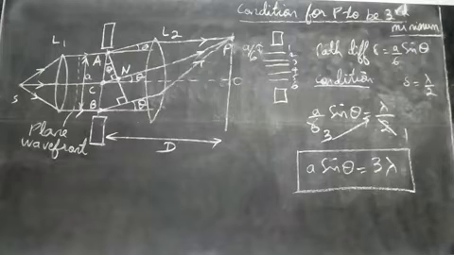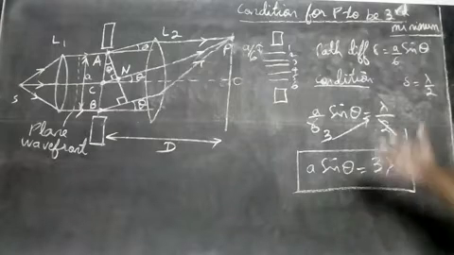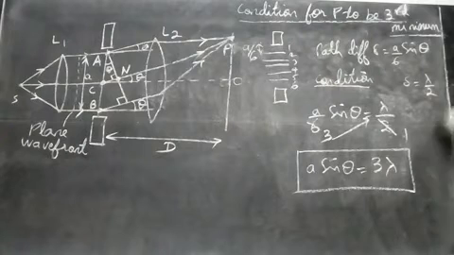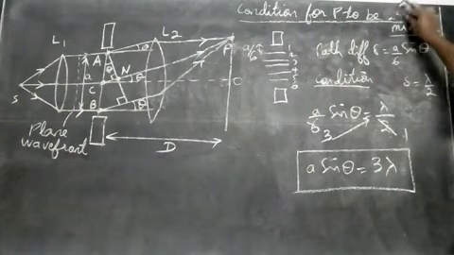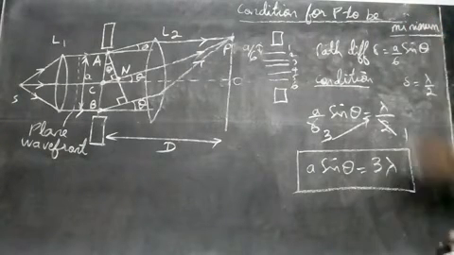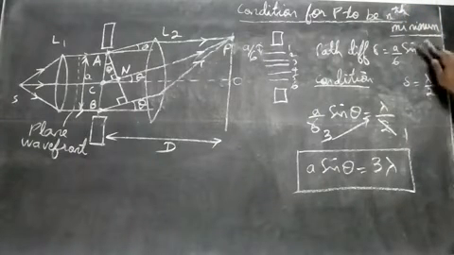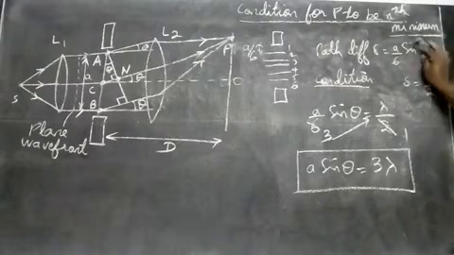Okay, so now let's see. Generally we write here, suppose we want point P to be the nth minimum. Let's see how to do that now. Let me erase this. Note down. So the condition of point P to be the fourth minimum here, or the nth minimum in this case. It can be any number.